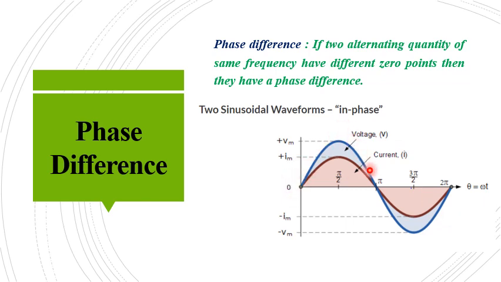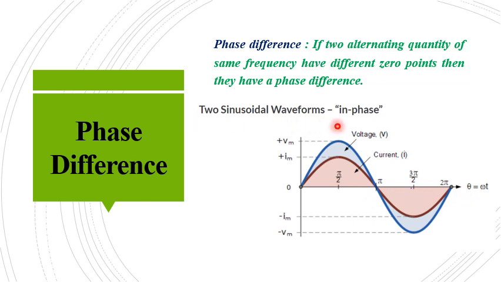Here I have two sinusoidal waveforms. One represents the current and the other represents the voltage. We can see that the magnitudes of these two waveforms are different, but the frequency is the same. In the case of these two waveforms, both have the same 0 points. Here at omega t equal to 0, at pi and at 2 pi, we can see that both the current and voltage waveforms become 0.